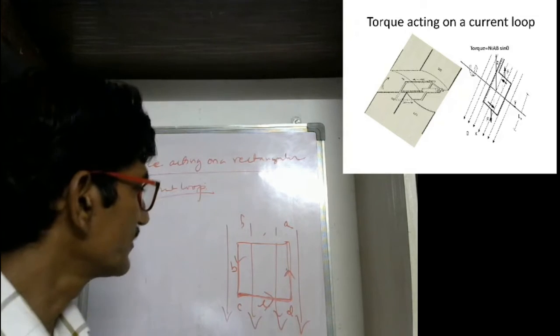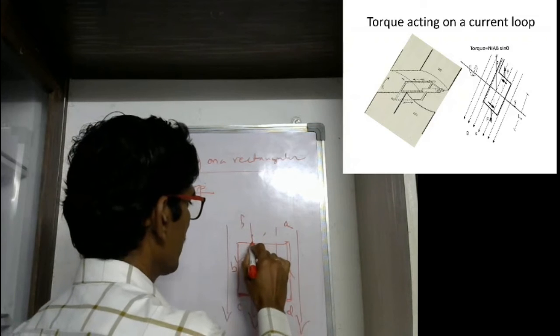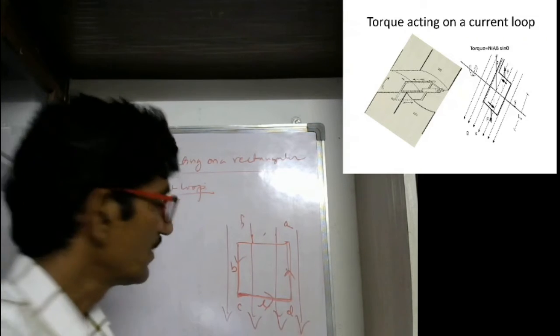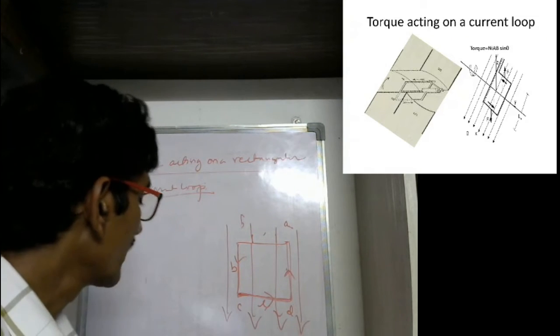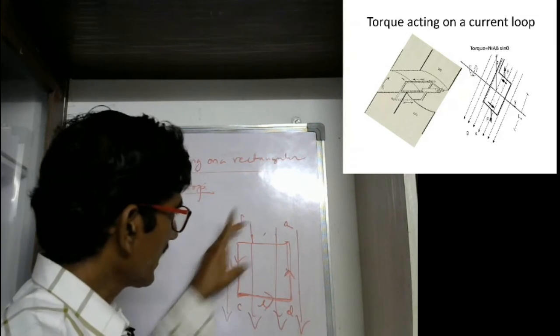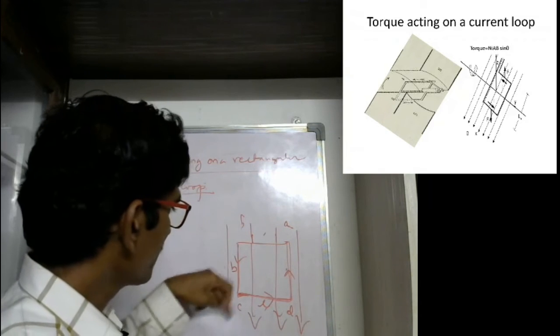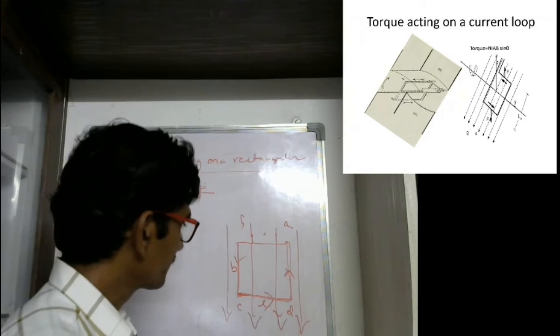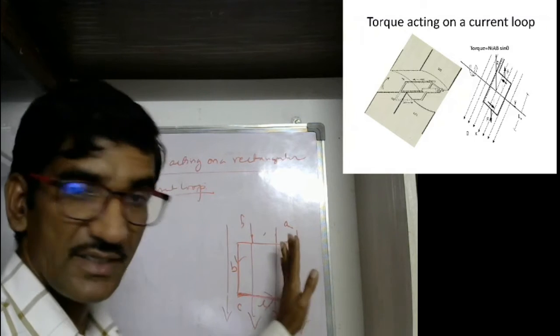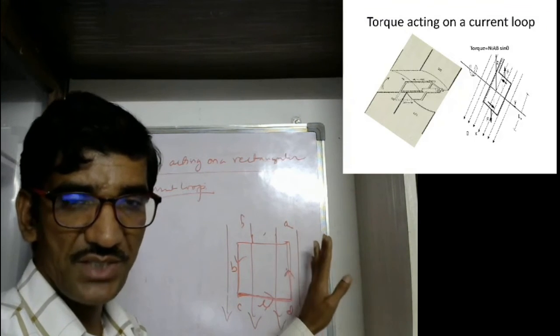Okay, this is L, this is B. One side is L, another side is B. Now these two sides, BC and AD, are parallel to the magnetic field. That's why you have sine 0.